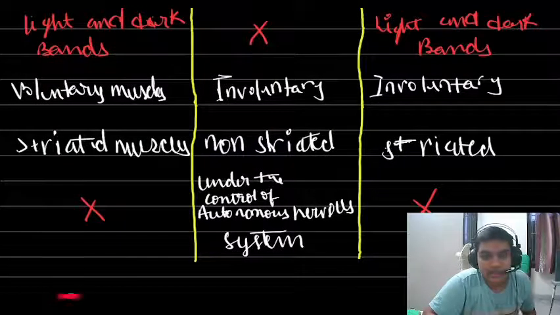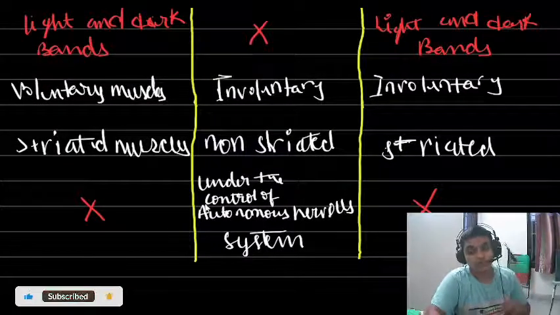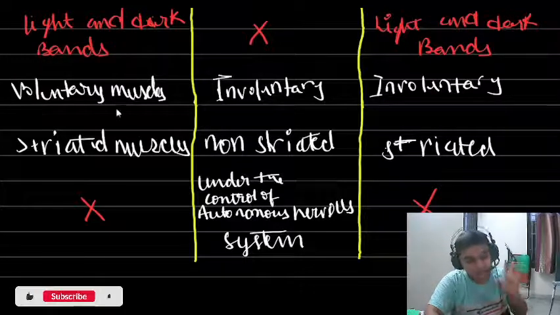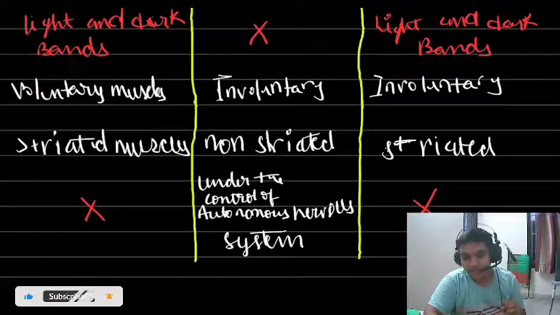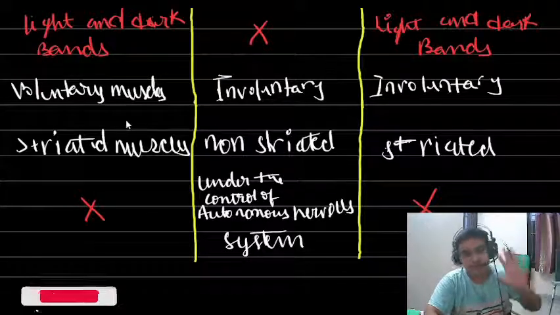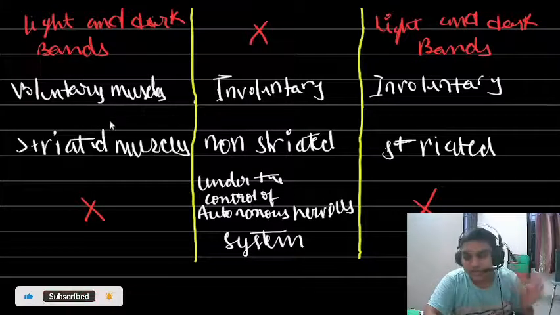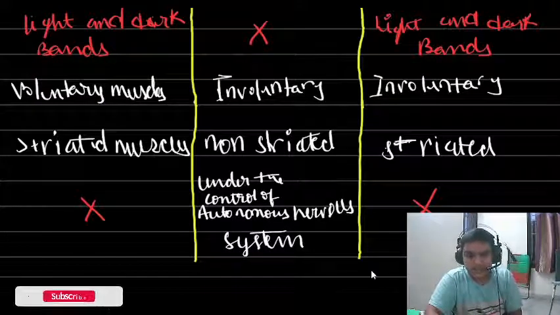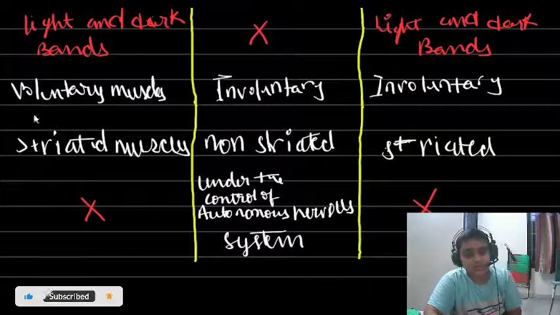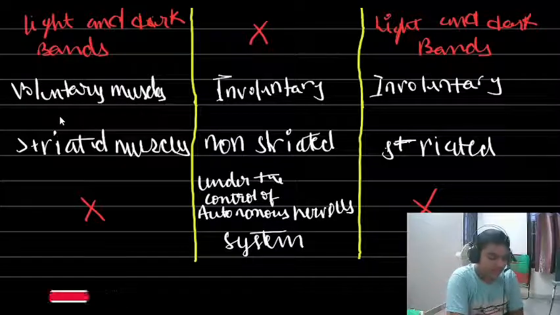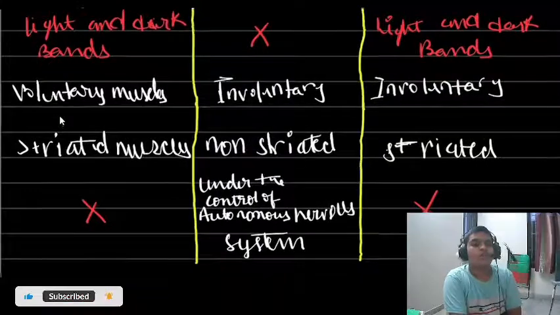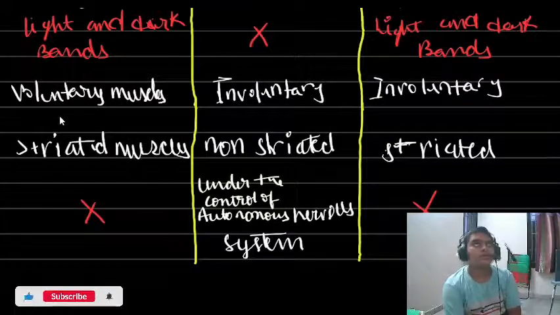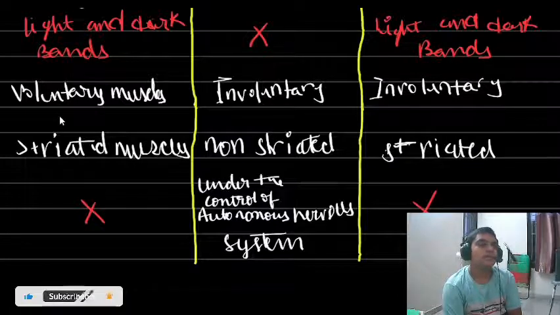Now coming to whether they are voluntary or involuntary in nature, skeletal muscles are voluntary in nature, which means they move with our will and wish. That is why they are termed voluntary muscles. What do you mean by voluntary? Let me give you an example here.